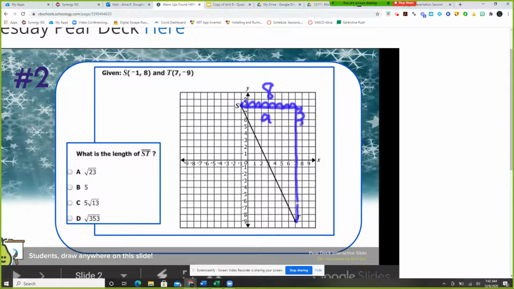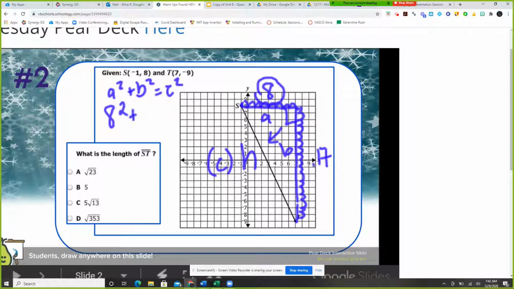And then 1, 2, 3, 4, 5, 6, 7, 8, 9, 10, 11, 12, 13, 14, 15, 16, 17 is going to be my B, because my right angle is opposite the hypotenuse, which is C in Pythagorean theorem. So if we do A squared plus B squared equals C squared, we would make 8 the A, so 8 squared, and we would make 17 the B, 17 squared equals C squared.